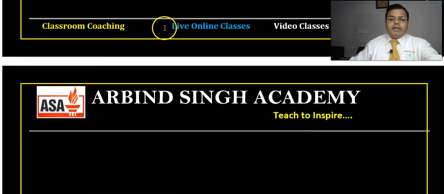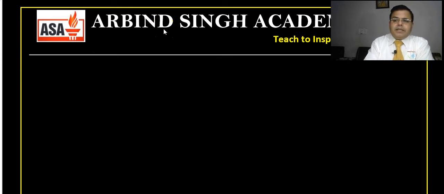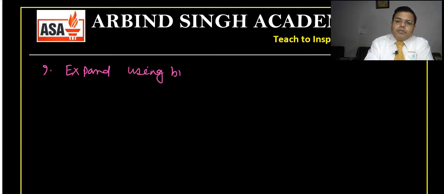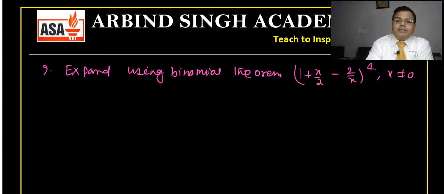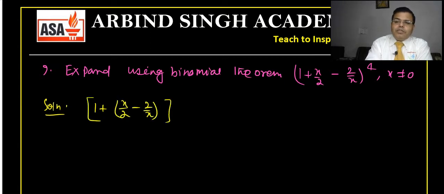Now the next question is left, and this question is: expand using binomial theorem (1 plus x by 2 minus 2 by x) whole to the power 4, and x is not equal to 0. So we can write this expansion. How is that? Let me write the solution. We can use 1 plus x by 2 minus 2 by x as one term, and we can use the expansion like this.